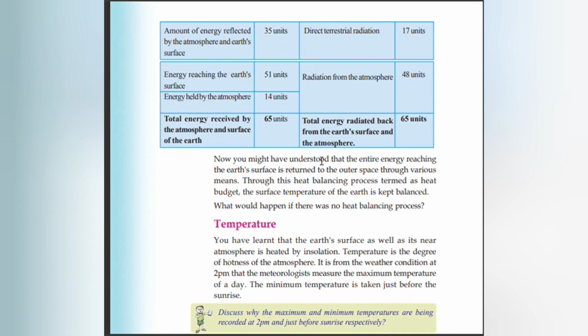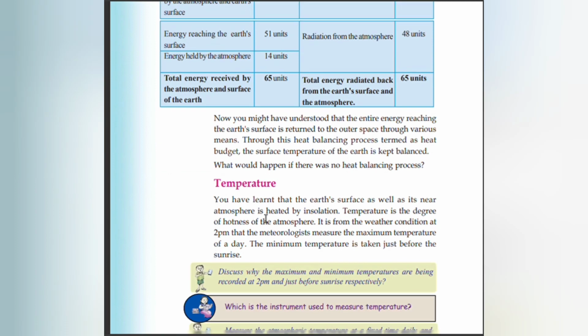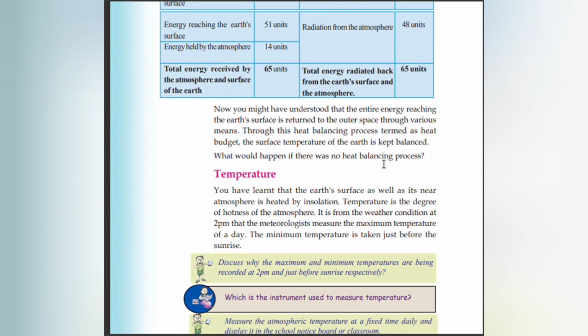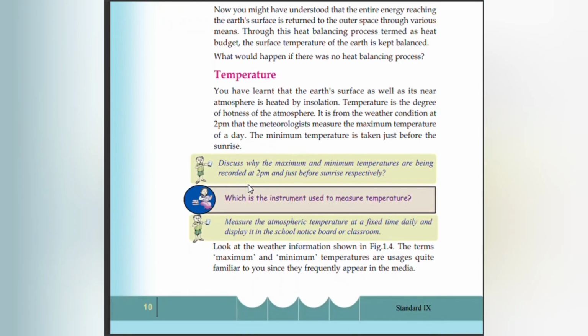Now you might have understood that the entire energy reaching the Earth's surface is returned to the outer space through various means. Through this heat balancing process, termed as heat budget, the surface temperature of the Earth is kept balanced. What would happen if there was no heat balancing process?